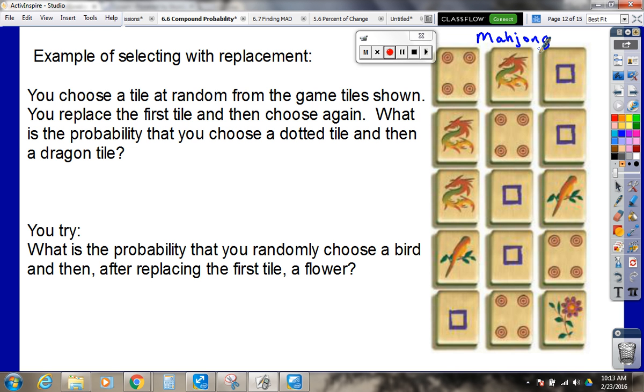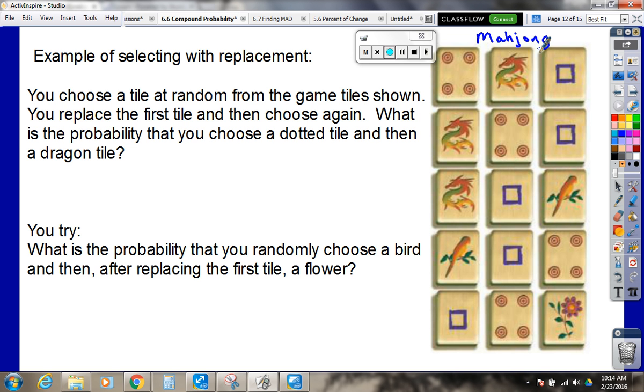You choose a tile at random from the game tiles shown. You replace the first tile and then choose again. So after you pick your tile, you're putting it back. So that makes it independent. If you didn't put it back, it would be dependent, but we'll talk about that later. What is the probability that you choose a dotted tile and then a dragon tile?